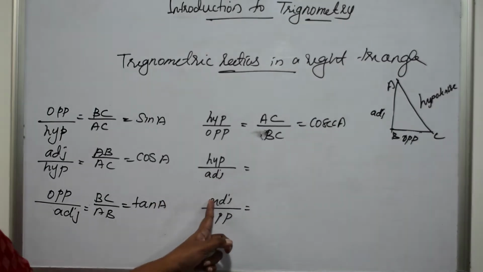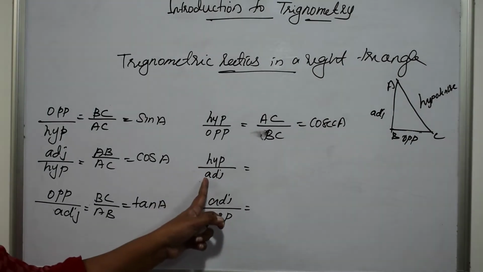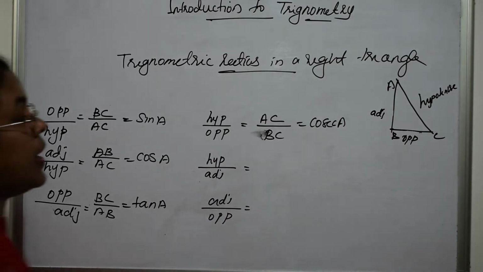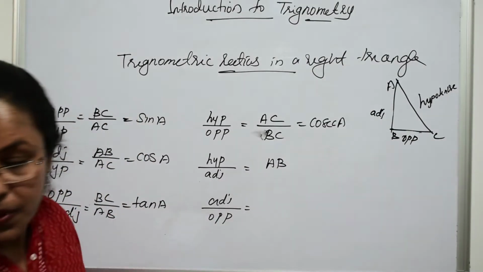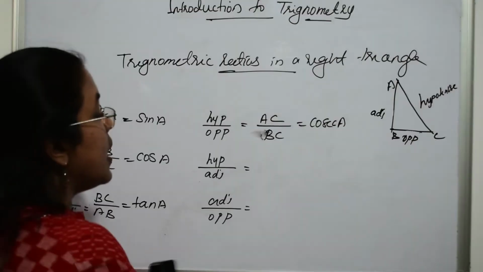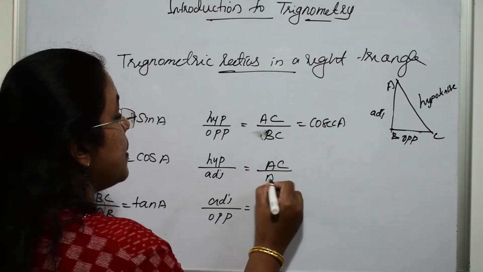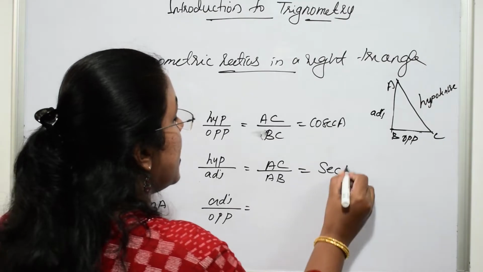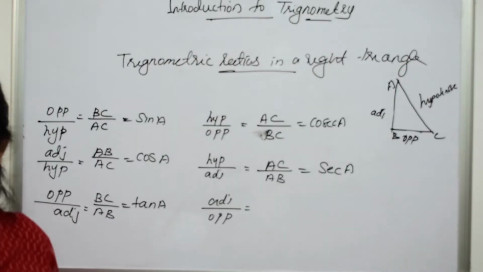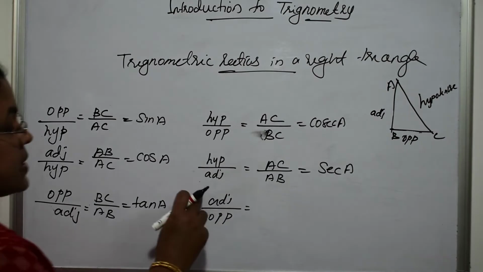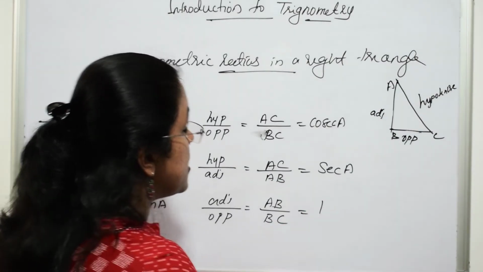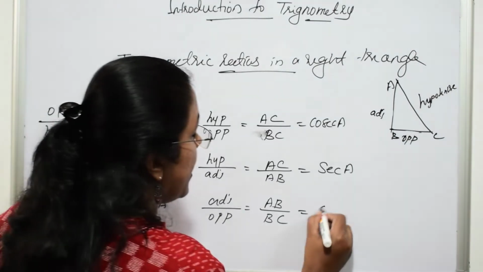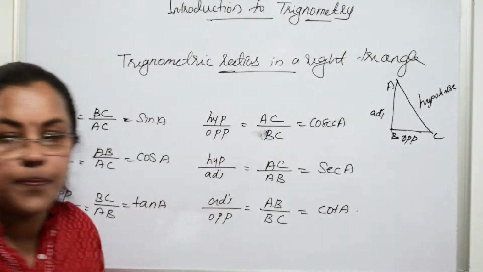Hypotenuse by adjacent side, that means the name of the ratio is secant of A. Secant of A means AC upon AB, that is secant of angle A and we can rewrite it as sec A. Last one, adjacent by opposite, that means AB by BC. The name of the ratio is cotangent of angle A and we can write it as cot A.